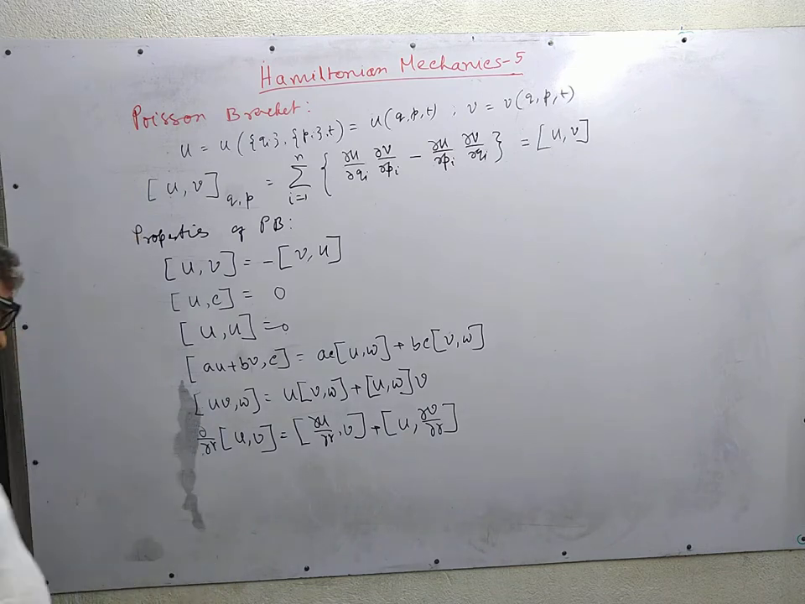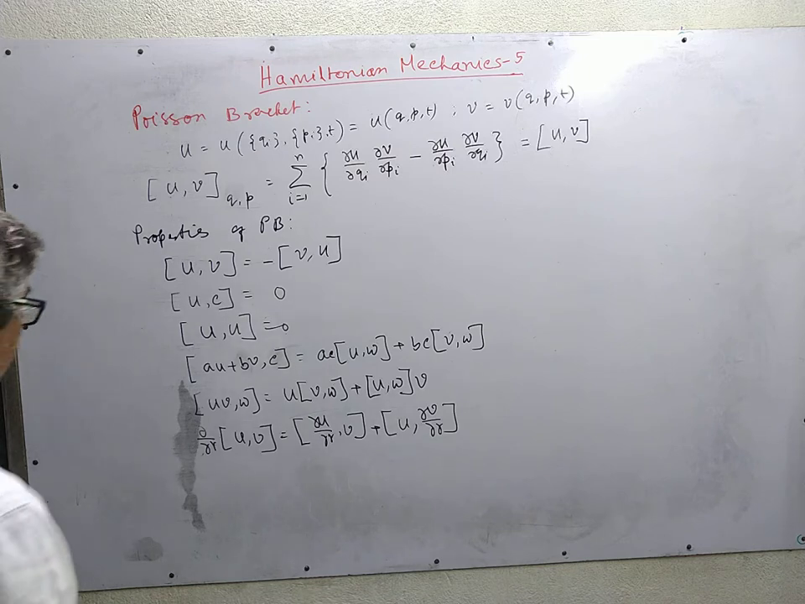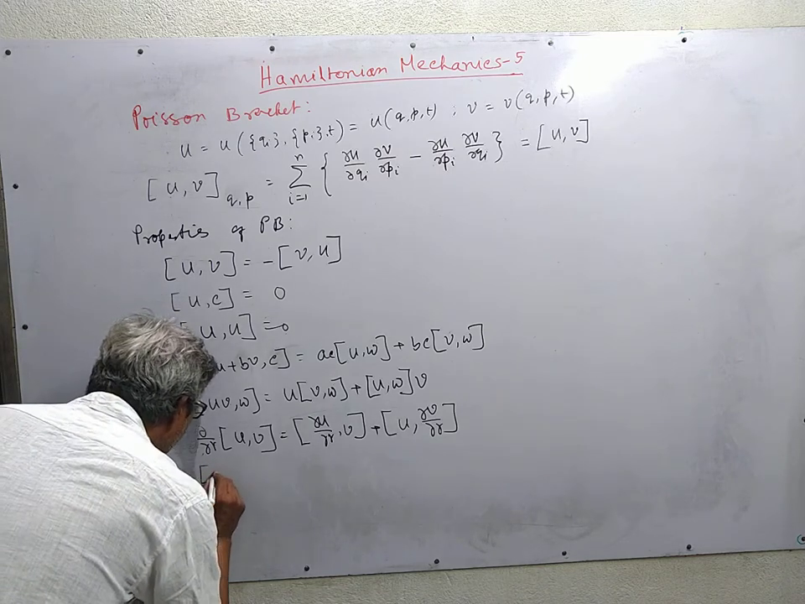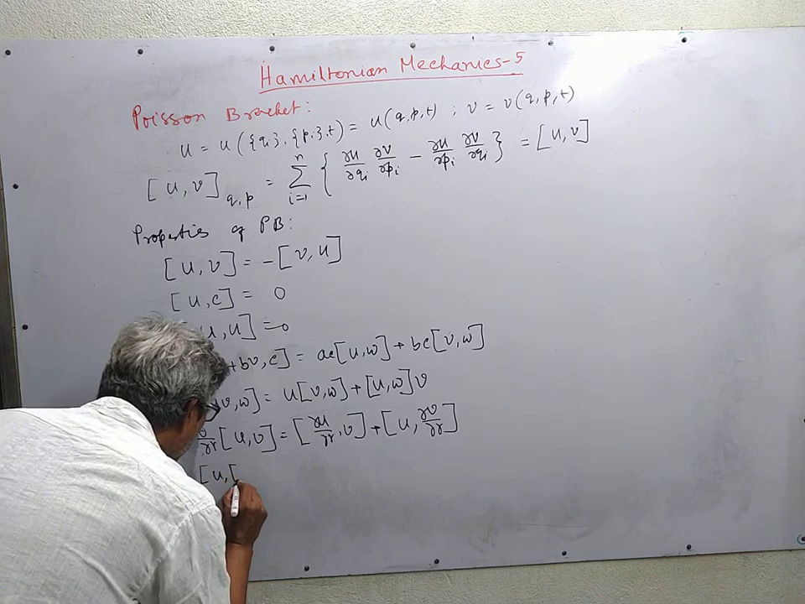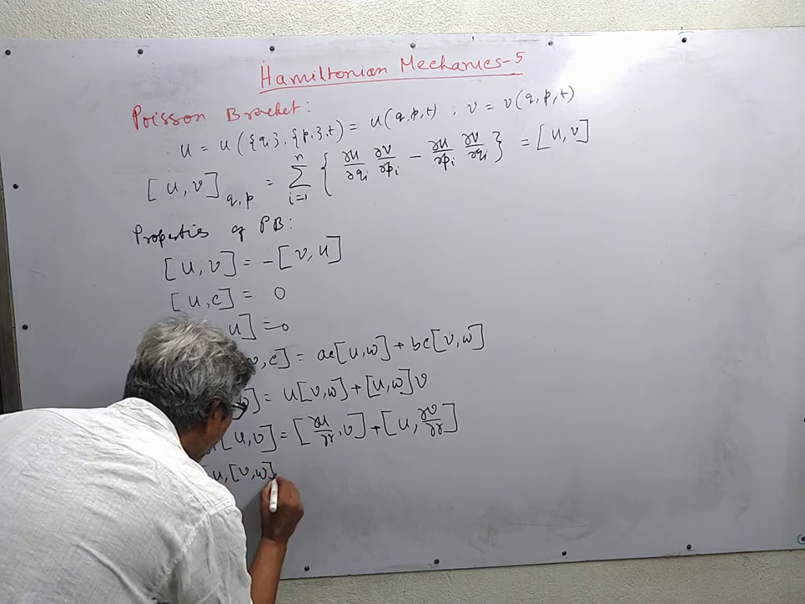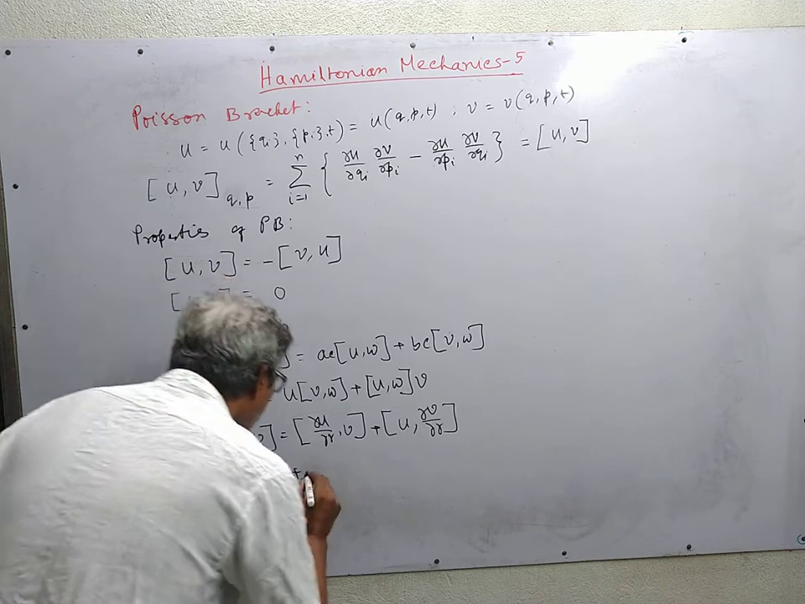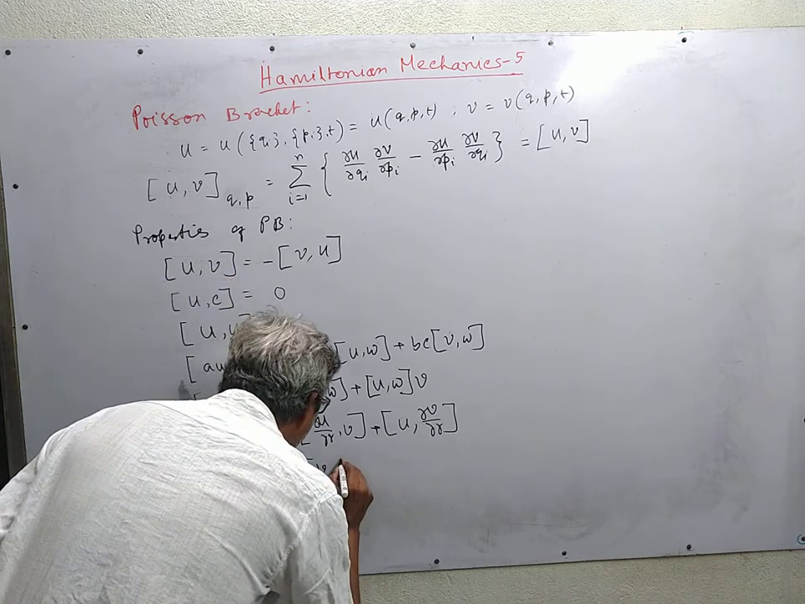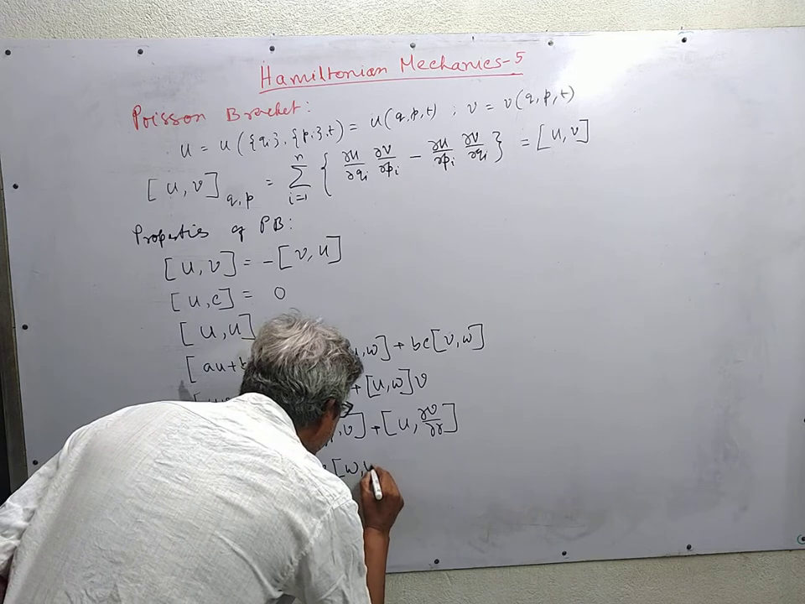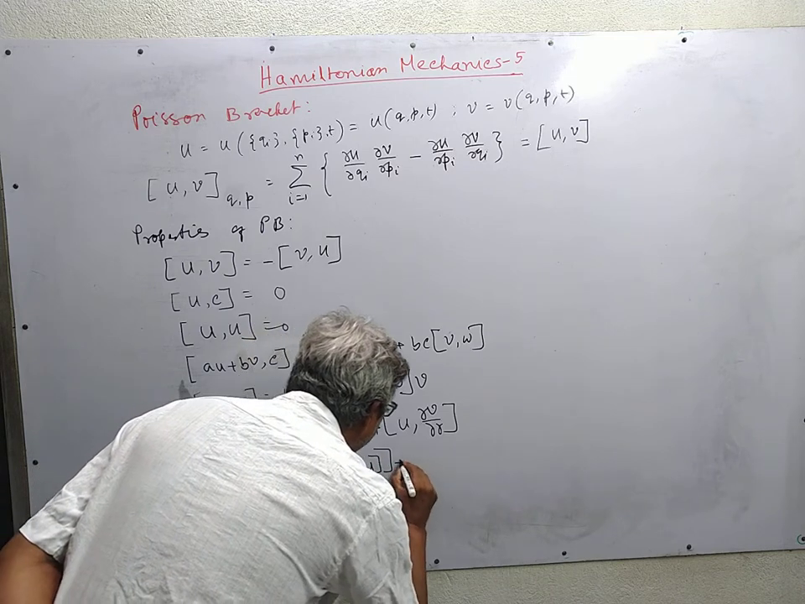And there is another very important property of the Poisson bracket, which we shall quote without proof, because the proof is a bit involved, and the interested person can consult any standard textbook on Hamiltonian mechanics for the proof. This is {U, {V, W}} plus, note the ordering, the cyclic ordering is maintained.